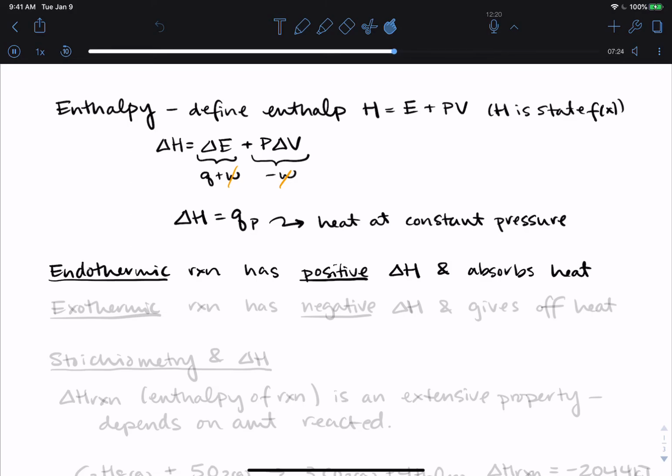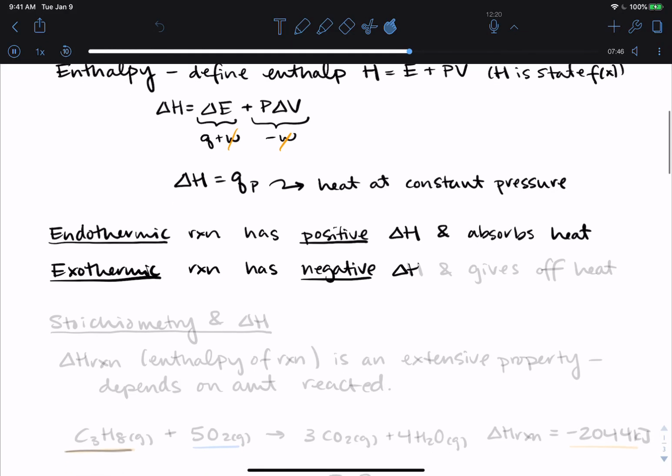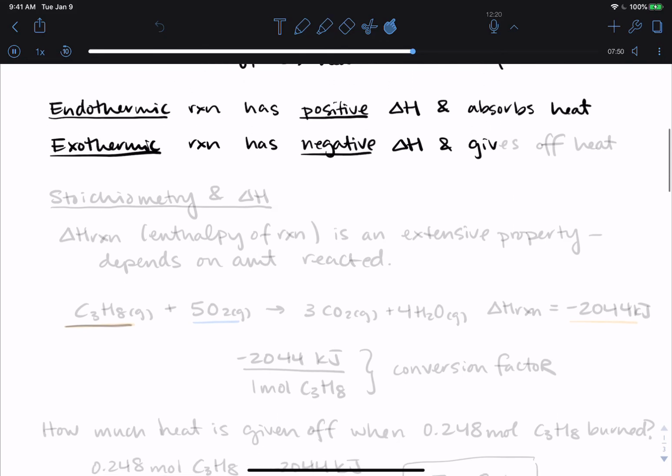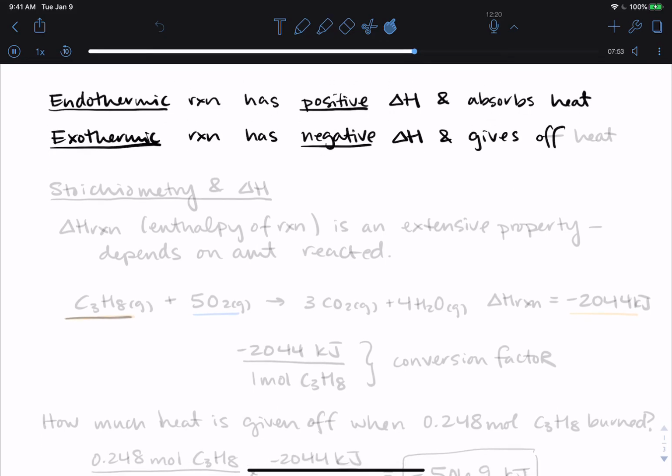And it's always going to get that heat from the surroundings. An exothermic reaction has a negative delta H. Right, so Q is negative when heat is given off. So delta H is negative when heat is given off. So it gives off heat, and that heat is then absorbed by the surroundings.